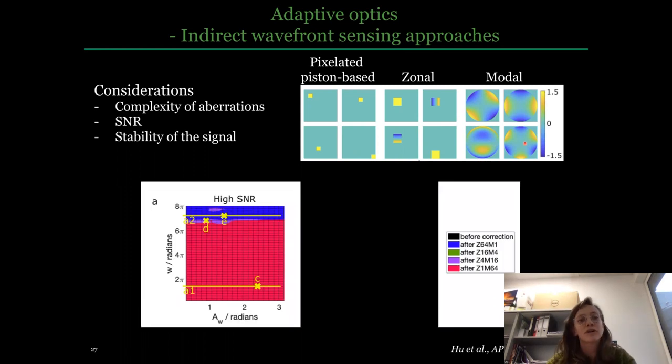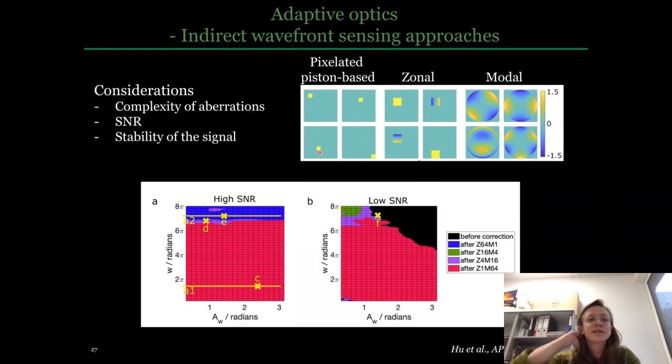Which technique works best under which scenario can be classified with respect to the signal-to-noise ratio and how complex the aberrations are. Here on the x-axis, you have the amplitude of the aberrations, while on the y-axis, you have the complexity of the frequency components of the aberrations. As one could imagine, pink represents modal approaches. These work best for more low-order aberrations, while the pixelated or zonal approaches perform better when aberrations are more complex, as they can also represent steps, for example.